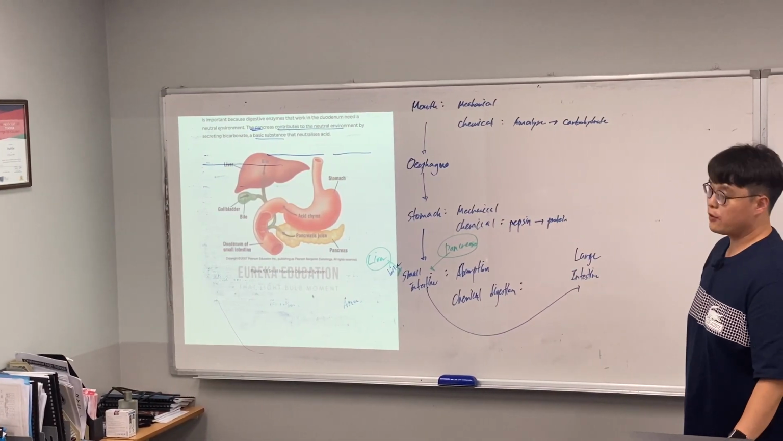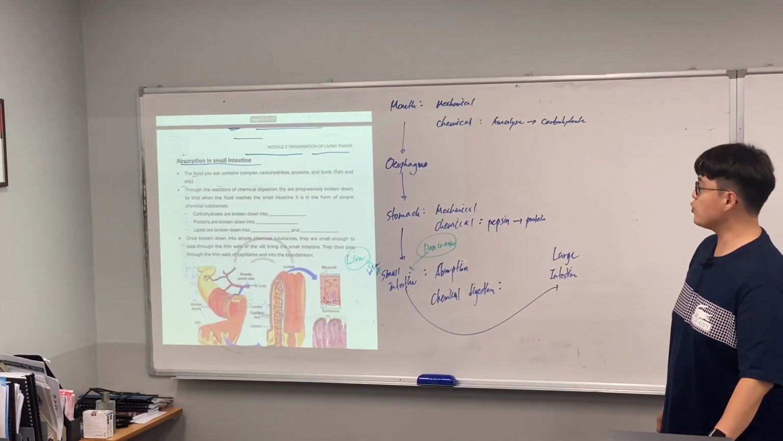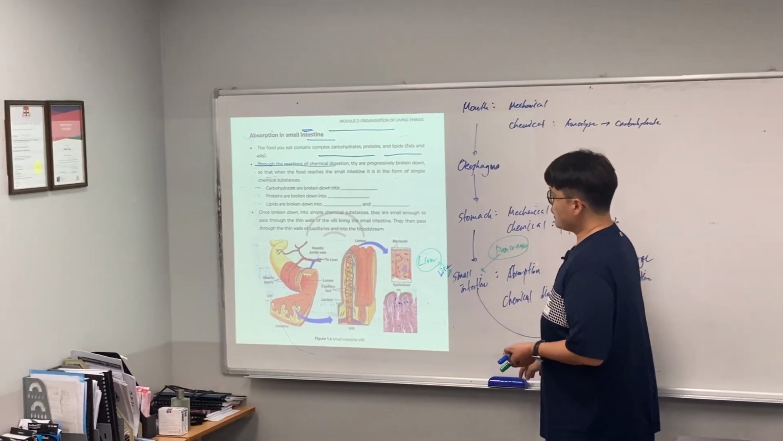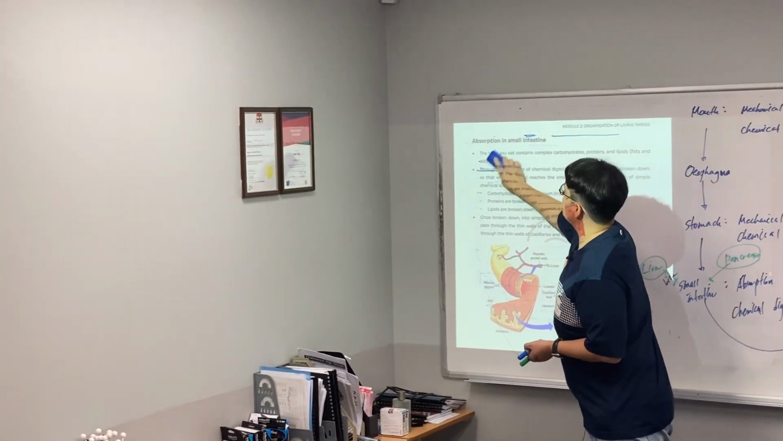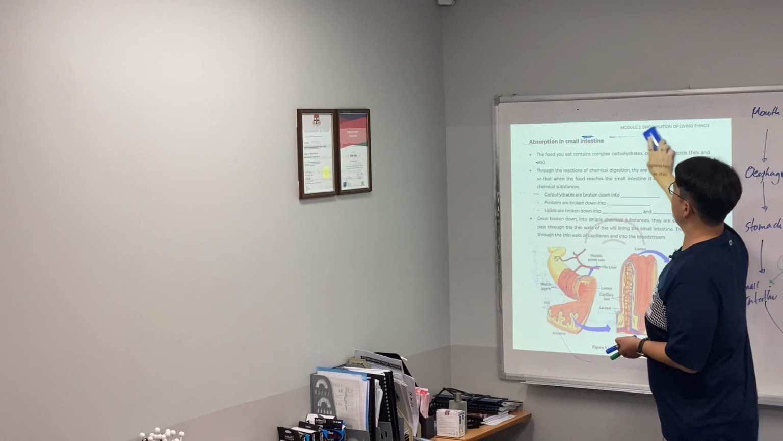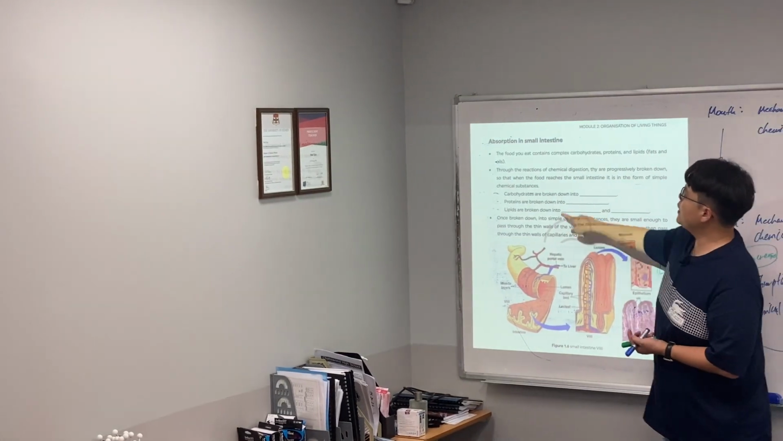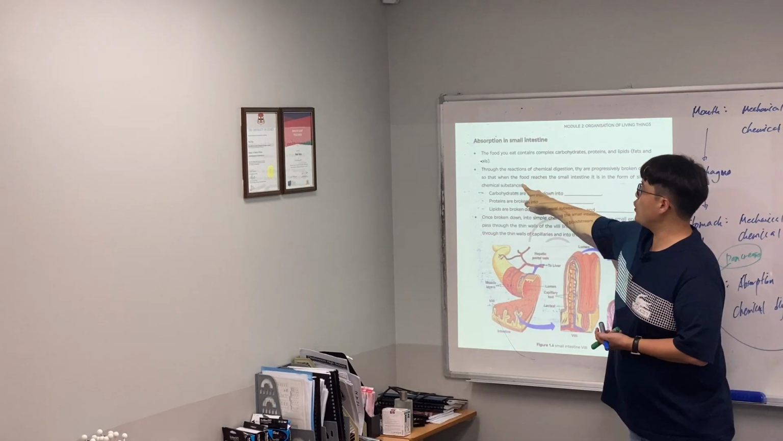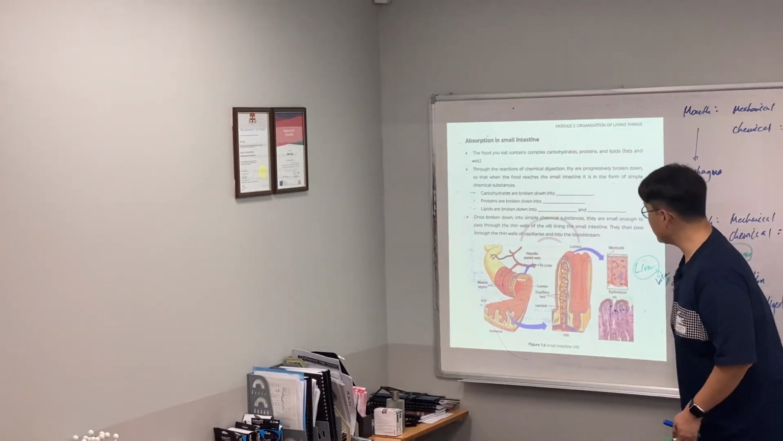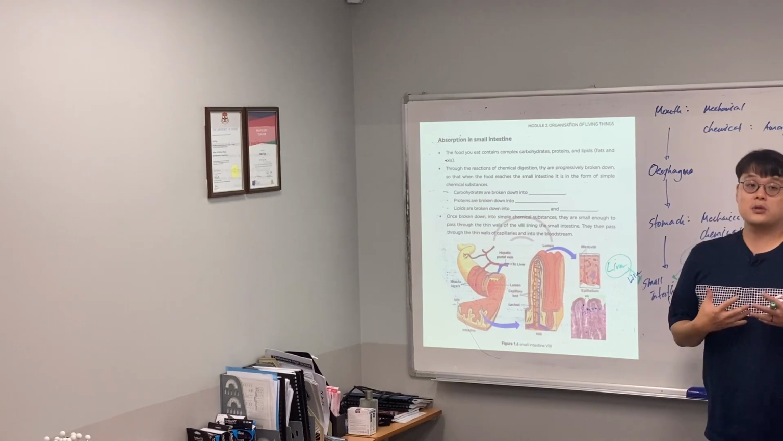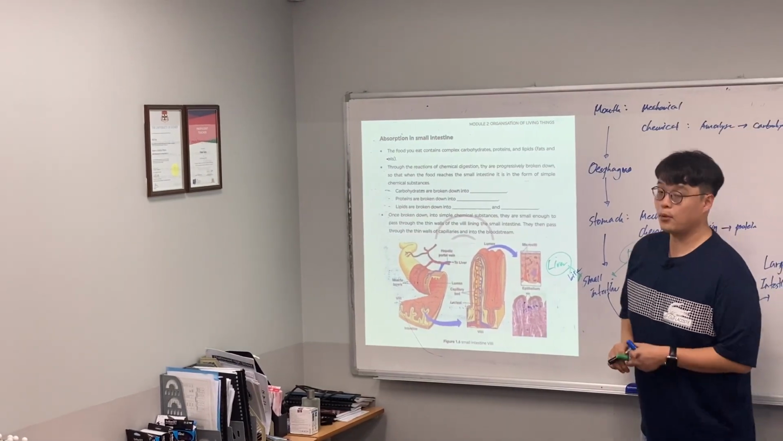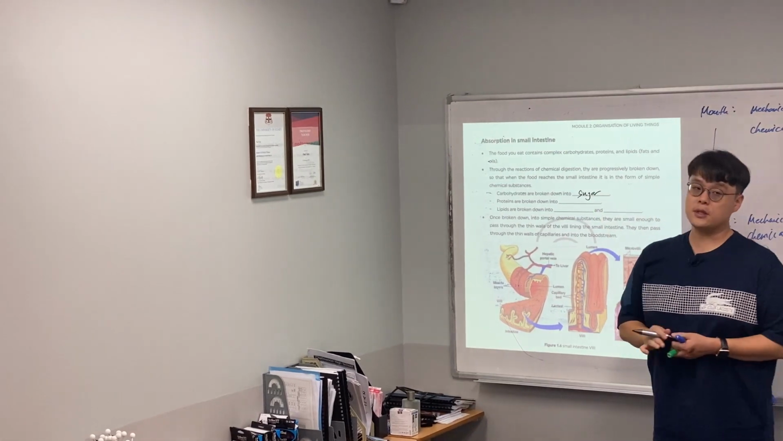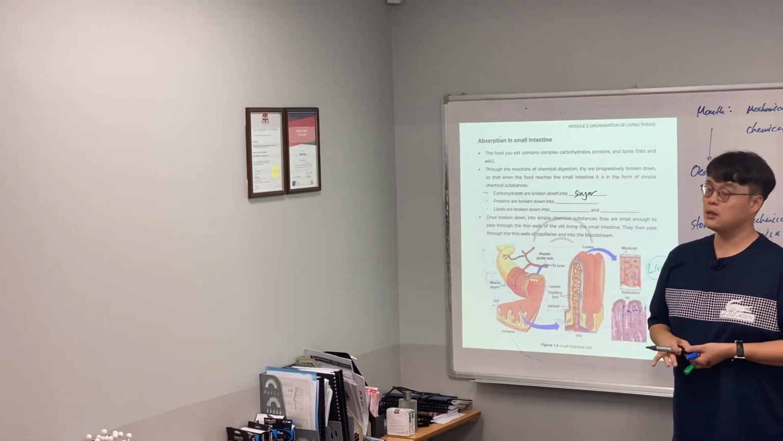After passing the duodenum for the chemical digestion, the food now goes into the absorption part, the small intestine. If you look at the small intestine, the food has complex carbohydrates, proteins, and lipids. Through the reactions of chemical digestion, they are progressively broken down so that when the food reaches the small intestine, it is in simple chemical forms. For carbohydrates, that's broken into sugar, the simplest form of carbohydrates.